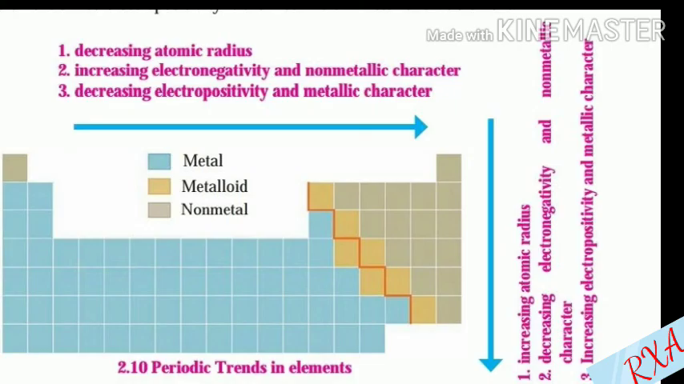As we move from left to right in the periodic table, the electronegativity and non-metallic character increases and electropositivity and metallic character decreases. As we move from top to bottom in the periodic table, electronegativity and non-metallic character decreases and electropositivity and metallic character increases.